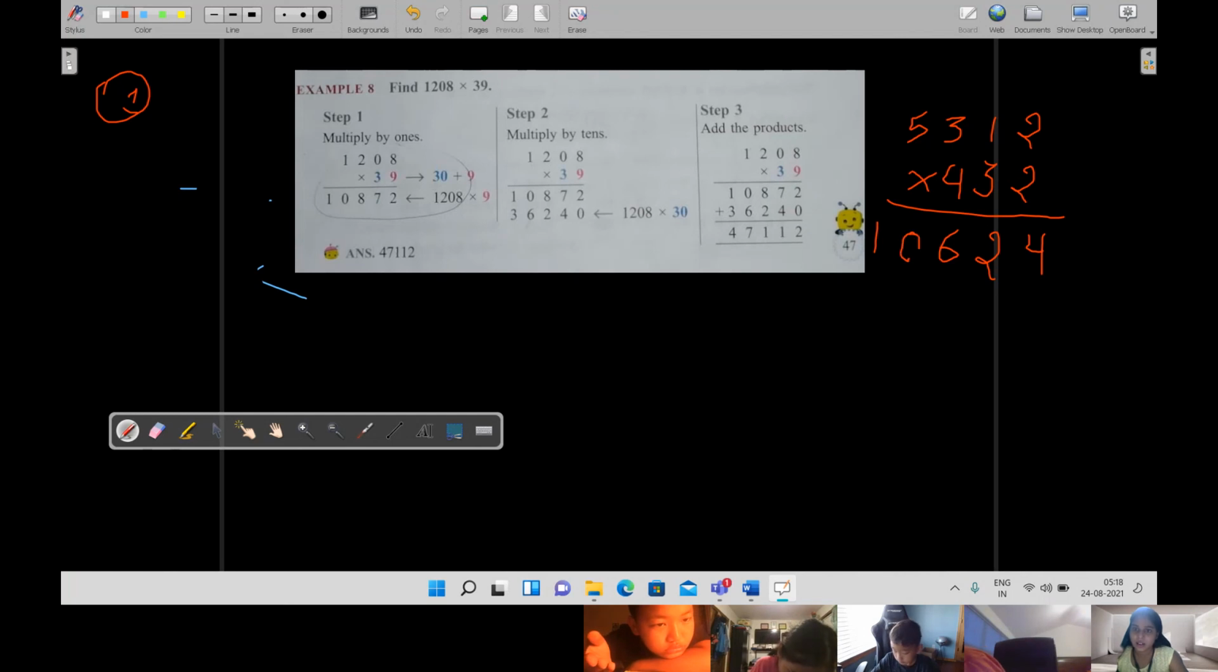Now you can see here, let's take 3. Tell me, 3 comes in which number? Number 2. Yes or no? Yes. So we are starting to multiply with the second number. You have to remember that. That is the most important point for multiplication. Now you can see 3 into 2 is what? 6. Yes. We have to write 6 here.